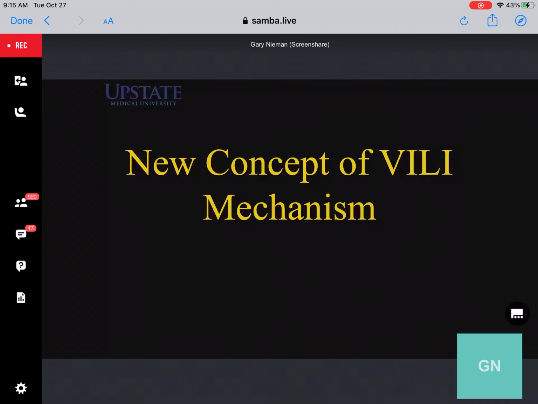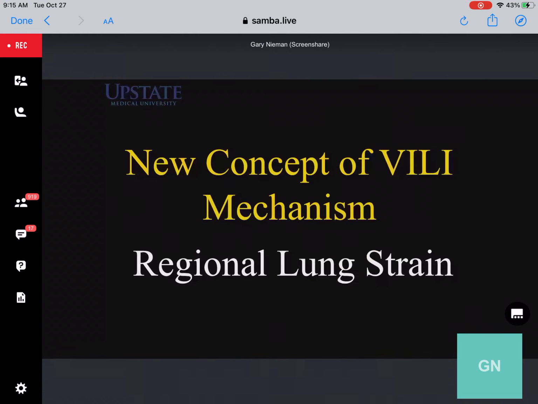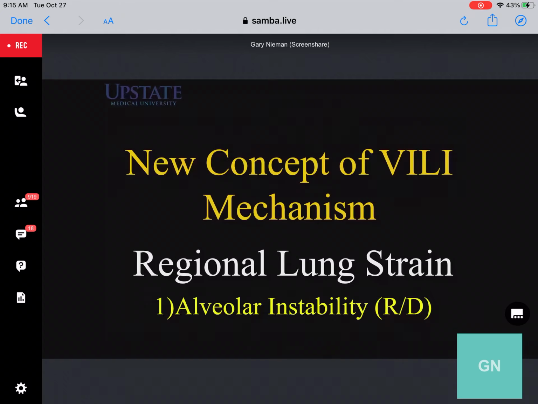So what's the current concept of VILI mechanisms? And this, again, is the unique concept that many investigators, including our group, are starting to find: that rather than overdistension of the baby lung, the actual mechanisms of VILI at the alveolar level are regional alveolar strain. And again, remember, strain just means change in size with each breath. And this is caused by alveolar instability, alveoli that actually open with inspiration and collapse during expiration, the classical recruitment-derecruitment that you've heard about for many years.